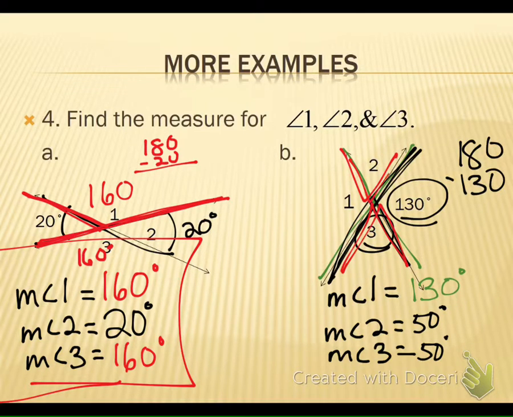vertical angles as well. What are your questions? So if they're across from each other, they're the same. Okay? They're side by side, they're a linear pair, which adds to 180. Perfect.